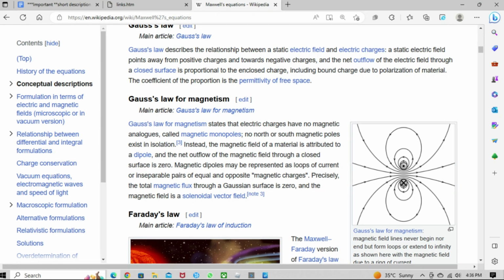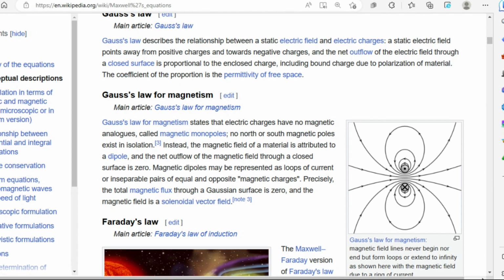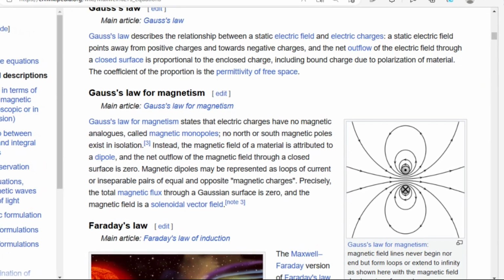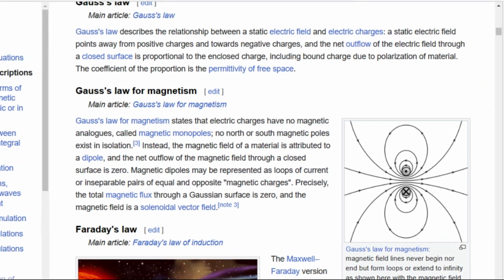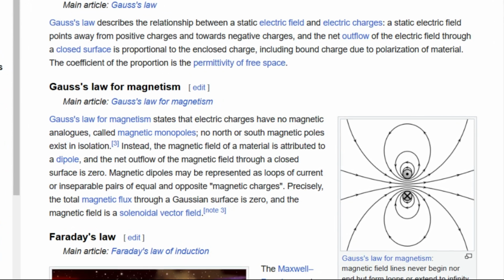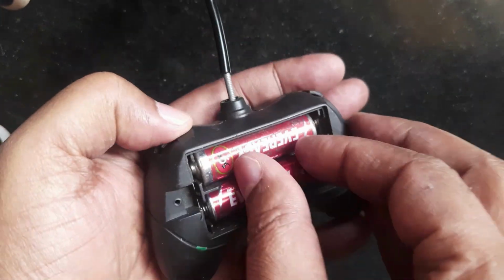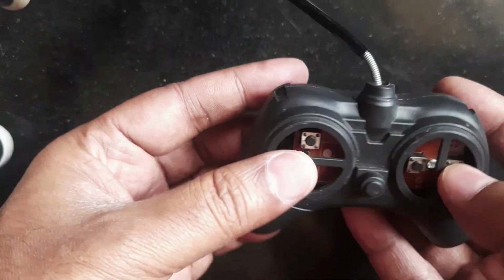In other words, this equation suggests that magnetic monopoles, single isolated magnetic charges, do not exist, as any magnetic field line that enters a closed surface must also exit it, with no beginning or end points. However, according to my studies, there is an issue with Gauss's law for magnetism.